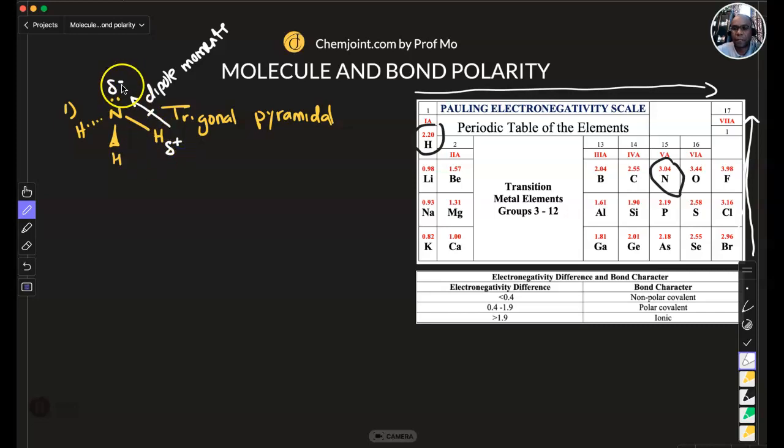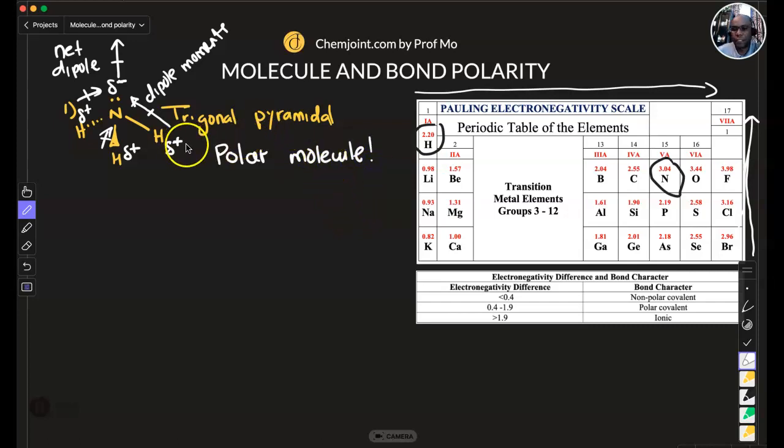The nitrogen will be partially negative. The hydrogen will be partially positive. So this also will be partially positive. This will be partially positive. And you have those dipole moments pointing that way. You see there's a contribution there. The direction of electron density is going towards the nitrogen, so we always end up showing the net dipole. That net dipole tends to tell us if the molecule is polar. It so happens we do have a net dipole, so ammonia is indeed a polar molecule.